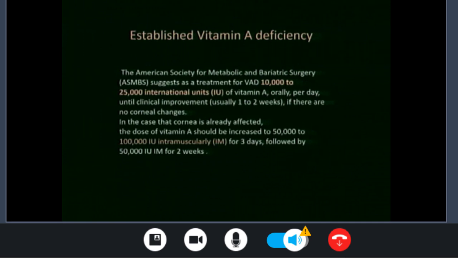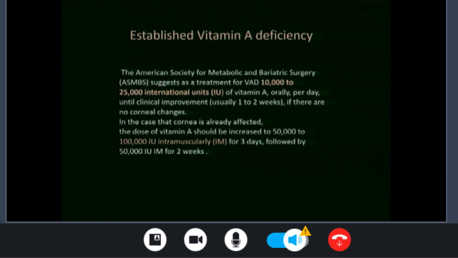Treatment: the American Society of Metabolic and Bariatric Surgery suggests treating vitamin A deficiency with 10,000 to 25,000 international units of vitamin A orally if there is no corneal change. If there is corneal change, the dose increases to 100,000 international units intramuscularly for 3 days, followed by 50,000 international units intramuscularly for 2 weeks.